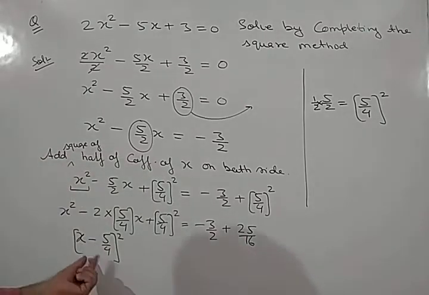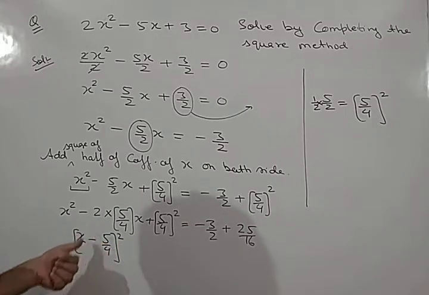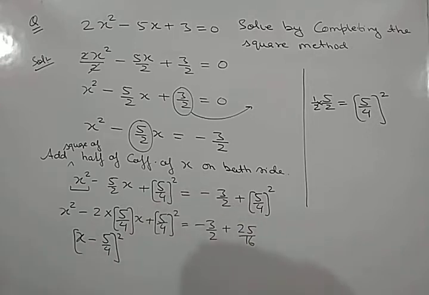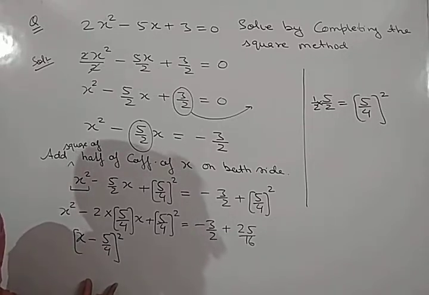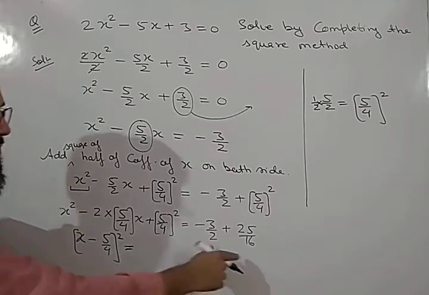If you open this term, you will get the same term: x square plus (5 by 4) whole square minus 2 into x into 5 by 4. So we have formed the identity (x minus 5 by 4) whole square. That means we have made a complete square, or the perfect square. It is equal to, what will be on the right hand side?